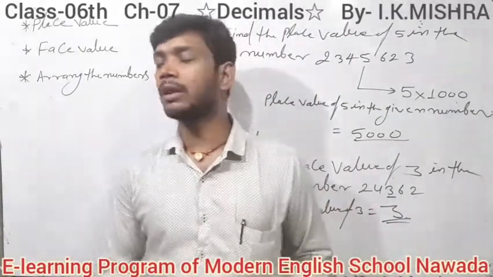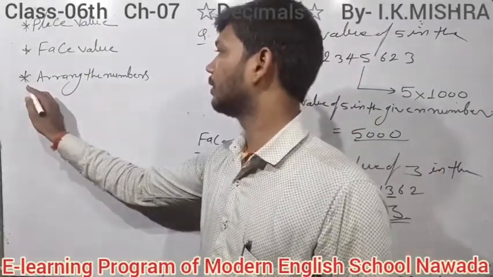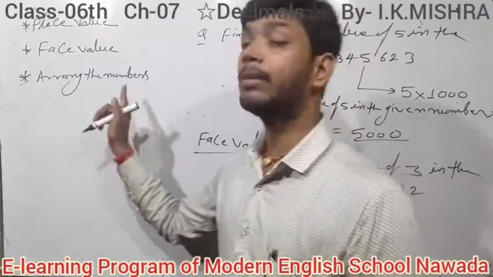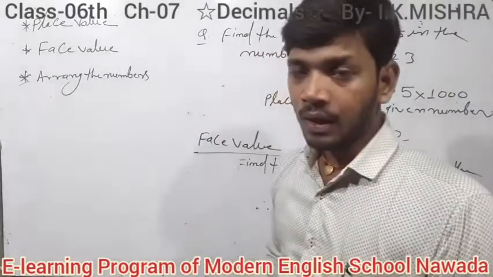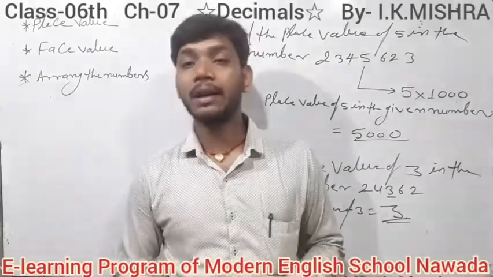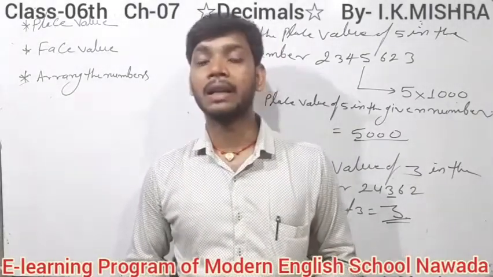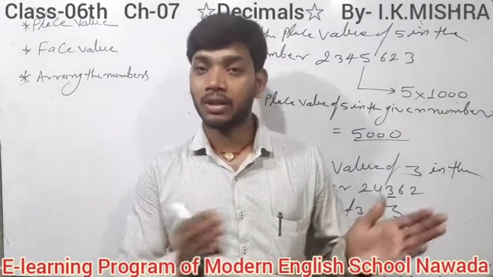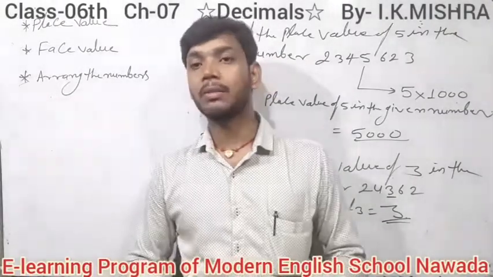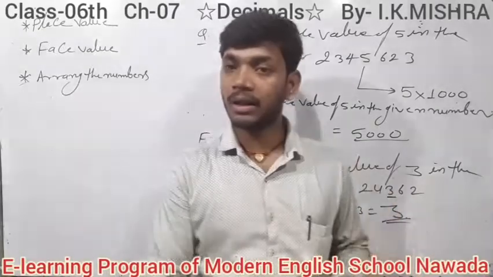Now students, proceed to know arrange the numbers in ascending and descending. That means arrangement of the number. For arrangement of the number, first find which number is larger and which is smaller. How will you know which number is larger and which number is smaller?